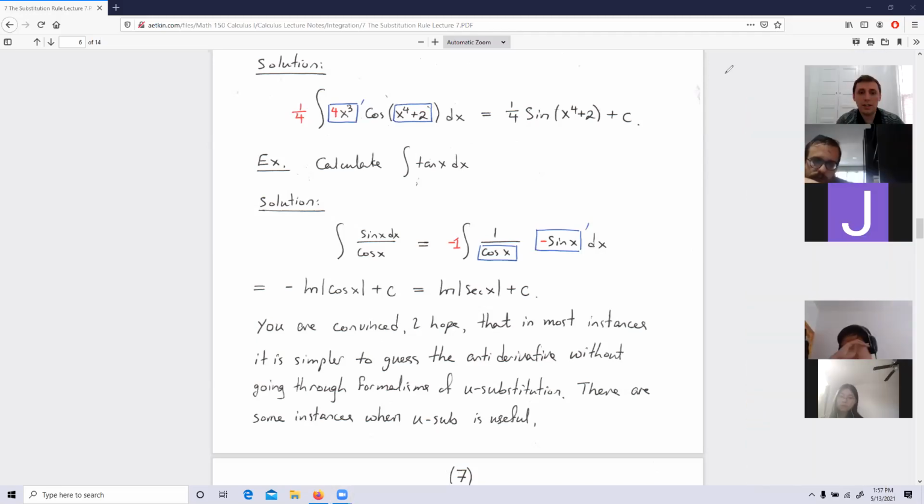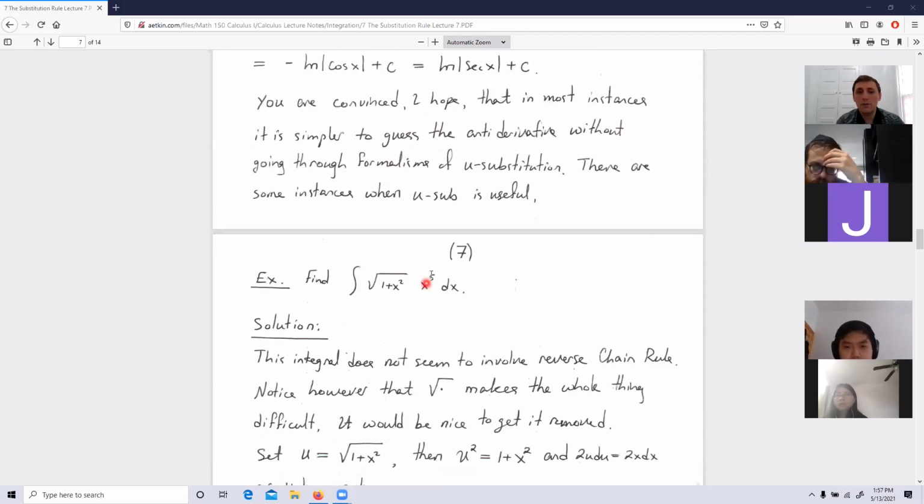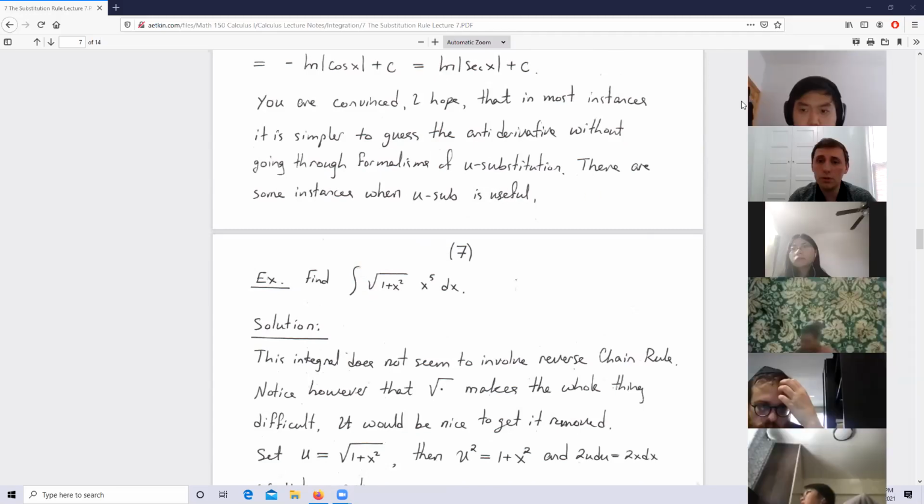Here, on the other hand, guys, is a more difficult question, which on first glance does not look like it's relating to chain rule at all. And I think this particular question is easier to do using the U-substitution technique. Let me try to explain to you how I solve this.